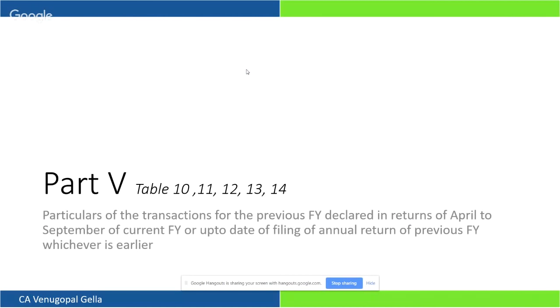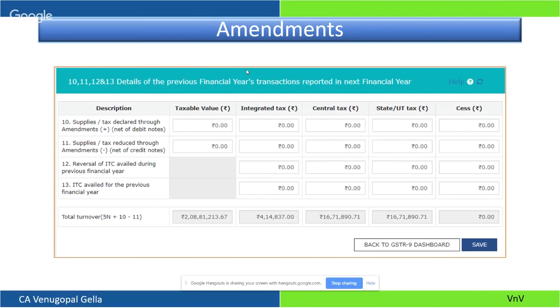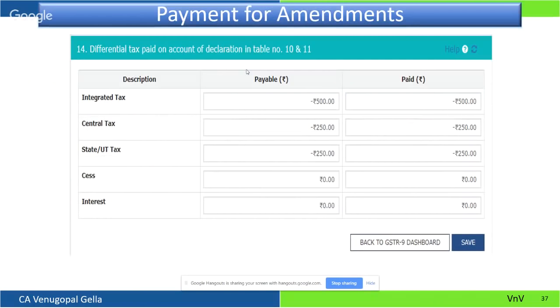So moving on to tables 10, 11, 12, 13, 14. This is a snapshot of whatever data of 2017-18 we have missed out in reporting in the last financial year and reported in the current financial year. However, on account of table 10 and 11, there might be a liability coming up in the current financial year. So that liability gets reported in table 14, and this also has an option to pay. So the liability may be on the upside or a downside. It could be a positive number or a negative number. Both get reported, and the differential tax paid on account of table 10 and table 11 gets reported here.